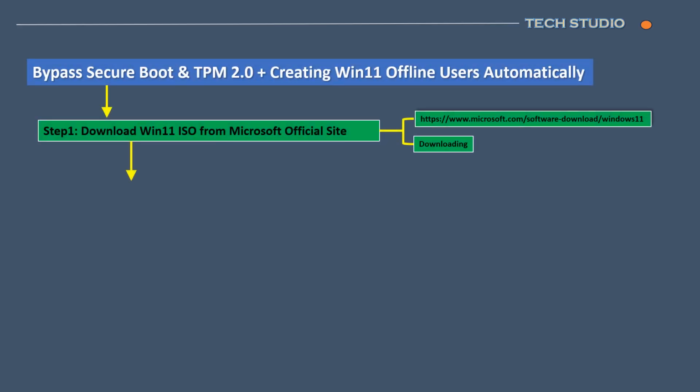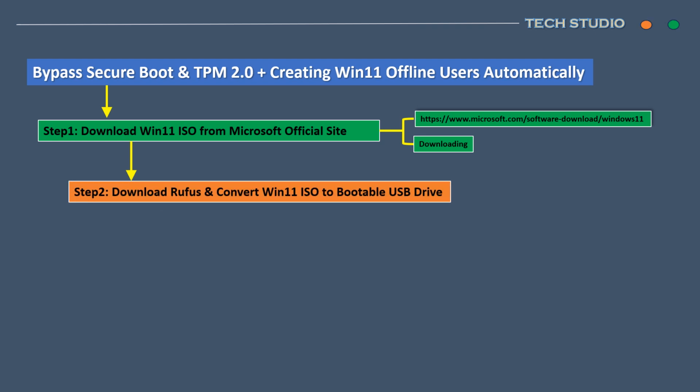Once the ISO image is downloaded, the subsequent step involves converting the ISO into a bootable USB drive. To simplify this process, we'll utilize a bootable USB tool called Rufus. Using this tool, we can choose to bypass Secure Boot and TPM checks, as well as create local user accounts from a USB image.